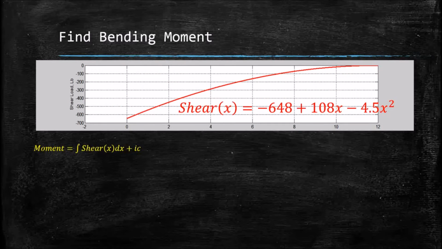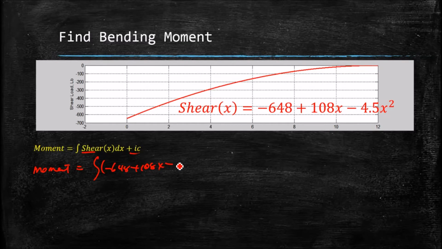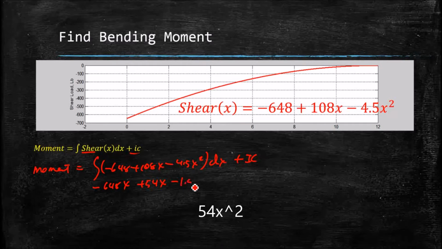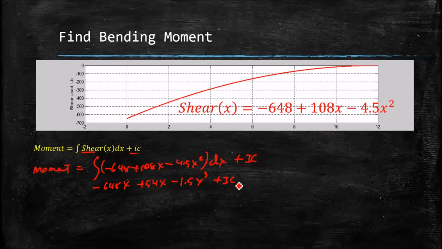So given the shear, what is our moment as a function of x? Well, once again, our moment is the integral of the shear plus some initial conditions. So my moment is equal to the integral of minus 648 plus 108x minus 4.5x squared dx plus my initial condition, whatever that might be. So if I do the integration, I get minus 648x plus 54x squared minus 1.5x cubed plus our initial condition.